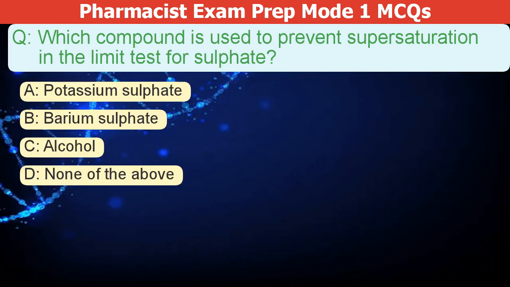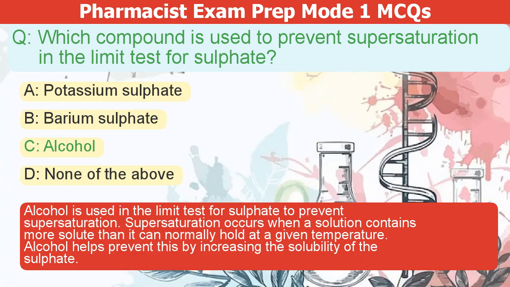Which compound is used to prevent supersaturation in the limit test for sulfate? A. Potassium sulfate. B. Barium sulfate. C. Alcohol. D. None of the above. The correct answer is C. Alcohol is used in the limit test for sulfate to prevent supersaturation. Supersaturation occurs when a solution contains more solute than it can normally hold at a given temperature. Alcohol helps prevent this by increasing the solubility of the sulfate.